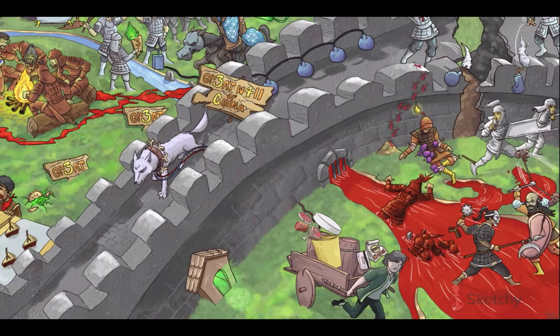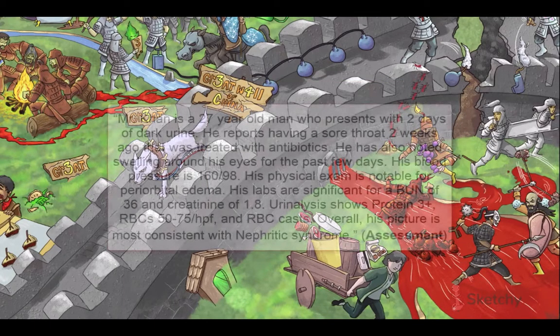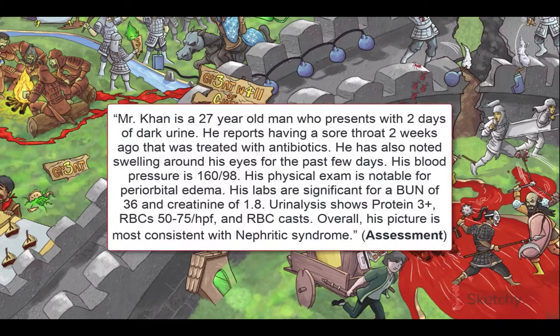Let's sum up everything we've learned so far with a sample assessment. Mr. Khan is a 27-year-old man who presents with 2 days of dark urine. He reports having a sore throat 2 weeks ago that was treated with antibiotics. He's also noted swelling around his eyes for the past few days. His blood pressure is 160/98. His physical exam is notable for periorbital edema.